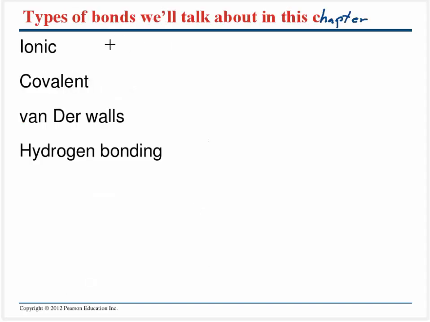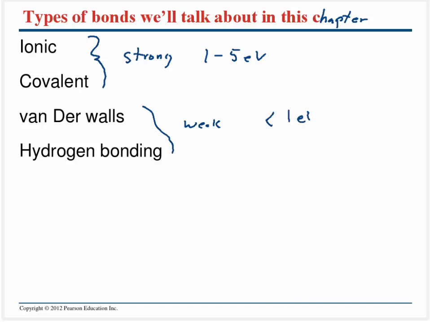Now, before we get started, I just want to talk a little bit about the types of bonds we're going to talk about in this chapter. We're going to be talking about ionic and covalent bonds, and these are going to be relatively strong bonds. And when I say strong, I'm talking about in the 1 to 5 electron volt range. We're also going to have weak bonds, which are van der Waals and hydrogen bonding. There are some other types of bonds, and these typically tend to be less than 1 electron volt.